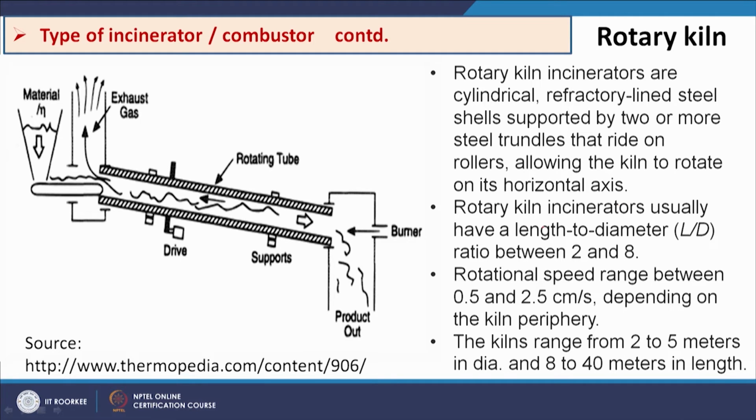axis. Rotary kiln incinerators usually have a length to diameter ratio between 2 and 8 and rotational speed range between 0.5 and 2.5 centimeter per second depending on the kiln periphery. The kilns range from 2 to 5 meters in diameter and 8 to 40 meters in length. So, these are some typical dimensions of the rotary kiln.